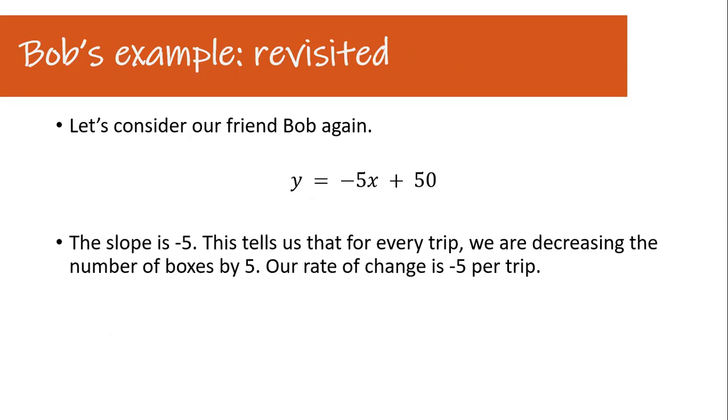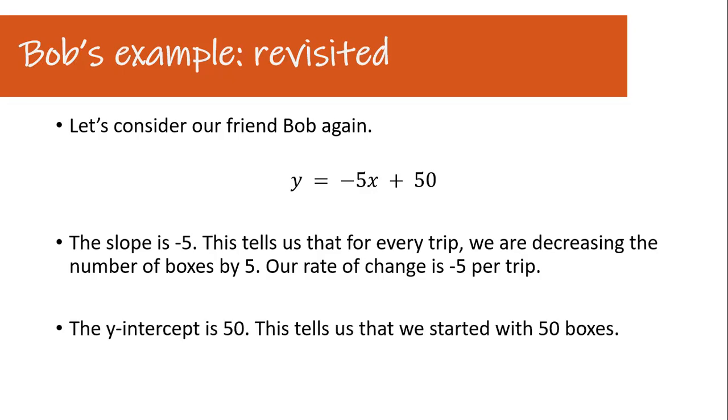Let's go back to Bob and his moving situation. Remember that we had the formula y equals negative 5x plus 50. This is already in slope-intercept form. Our slope is going to be negative 5. This tells us that for every trip, so every one increase in x, we are going to decrease the number of boxes by 5. Our rate of change, which is just another way to say slope, is negative 5 per trip.